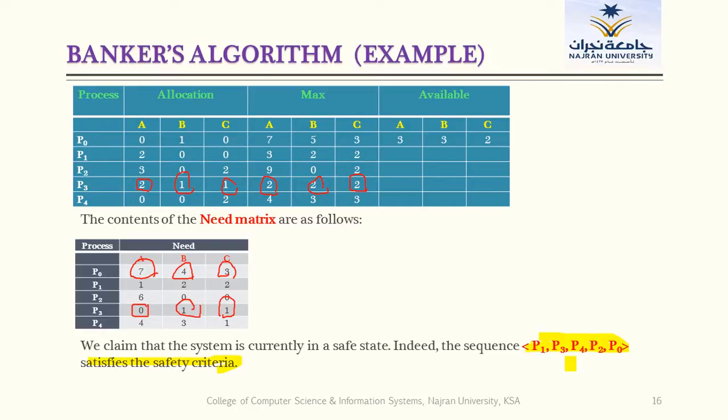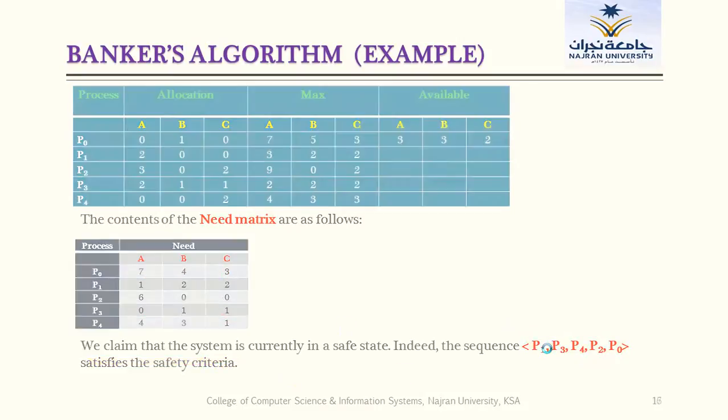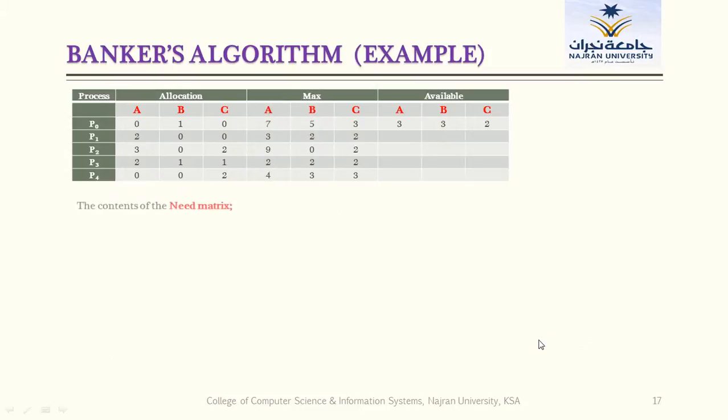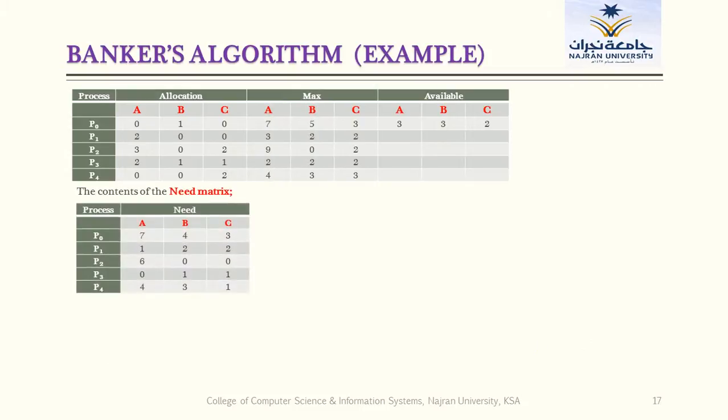Okay, so we want to check for this data that is given to us: if we execute P1 first, then P3, then P4, then P2, then P0, will our system be in a safe state or not? According to this, it is given that P1 executes first. Now this is the situation: this is the need matrix, this is available, and the maximum and allocation are already given.